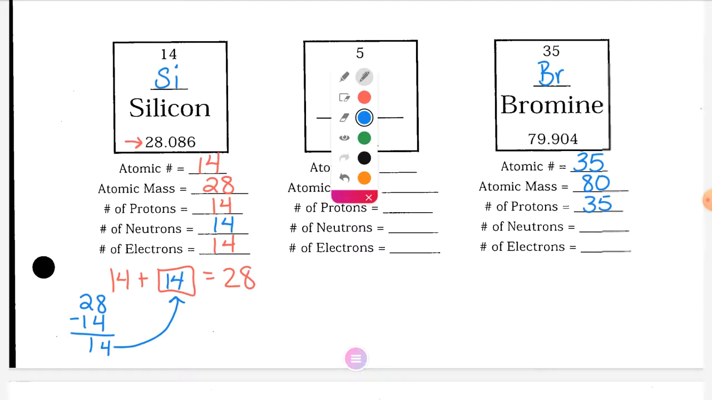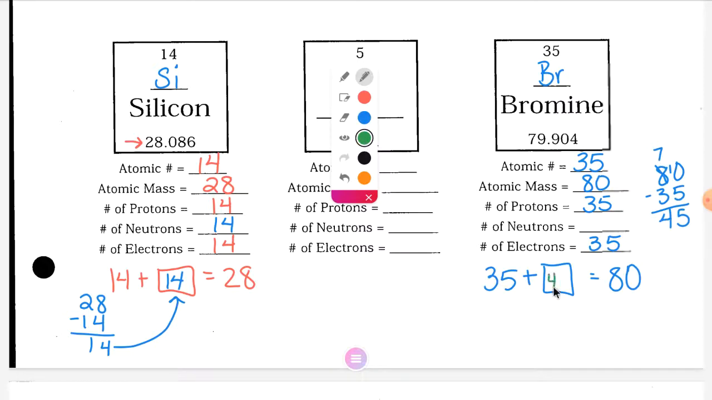Okay, what else is 35 if that one's 35? Electrons. What is my math problem, Ava? 35 plus box equals 80. 35 plus a number I don't know equals 80. What fact family problem could I do to figure this out, Emma? 80 minus 35. Good job. 80 minus 35. We would have to regroup. 10 minus 5 is 5. 7 minus 3 is 4. So we found that there are 45 neutrons.